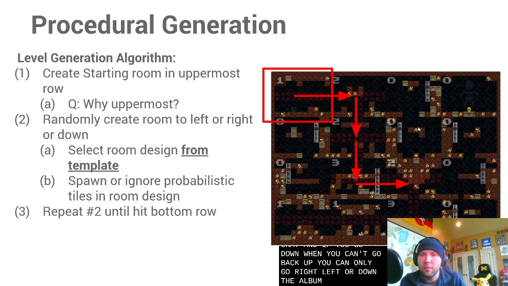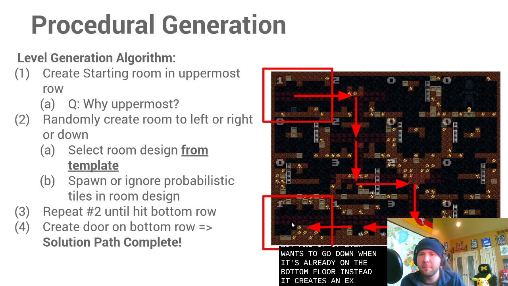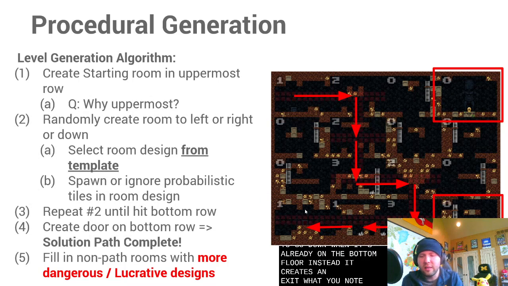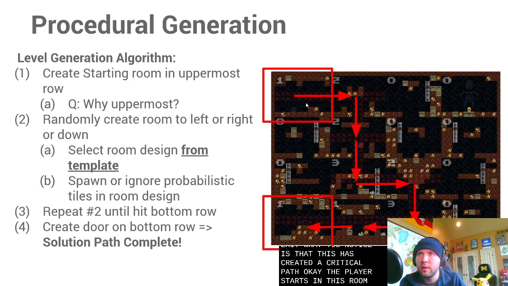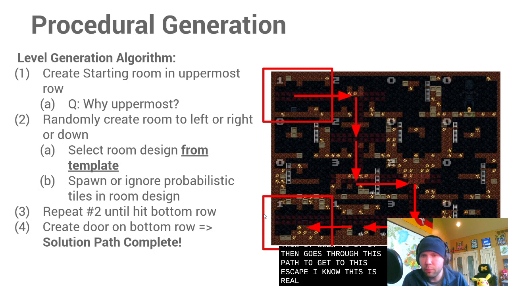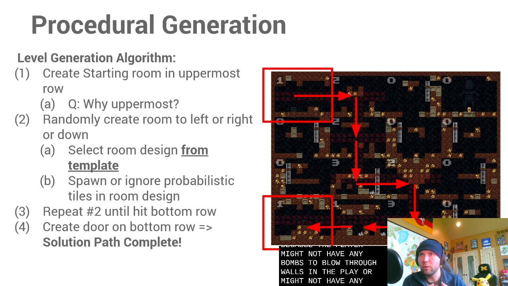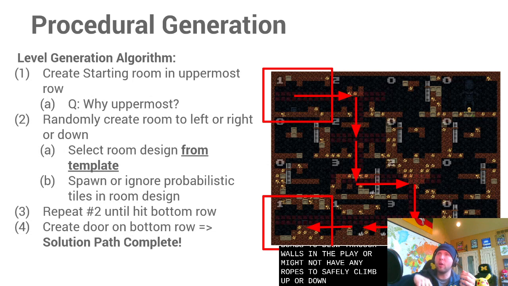The algorithm then moves around a little bit, and if it ever wants to go down when it's already on the bottom floor, instead it creates an exit. What you notice is that this has created a critical path. The player starts in this room, the game knows this, it goes through this path to get to this escape. Now, this is really important because the player might not have any bombs to blow through walls, and the player might not have any ropes to safely climb up or down long distances.